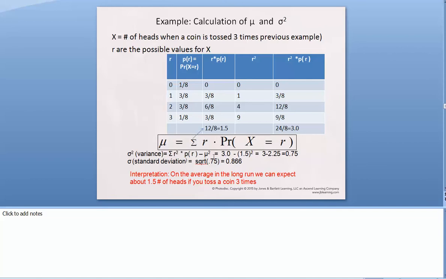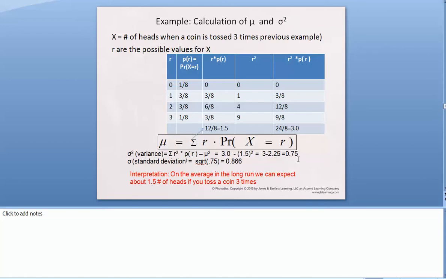And then to get the variance, look, for this sum, you need to first find the r squared. R squared means you just square the r values. So 1 squared is 1, 2 squared is 4, and so forth. Then you multiply r squared by PR to get this column. And when you add it all up, you get this first term. Now the first term is actually 3.0 minus mu, which we got to be 1.5. So 1.5 squared, we simplify to get 0.75.